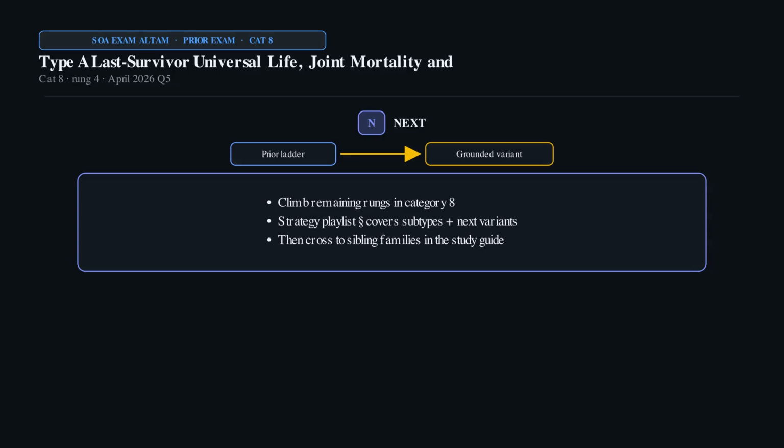After this sitting, climb higher rungs in Category 8 before switching families. Watch the matching strategy video for subtypes and grounded next variants.